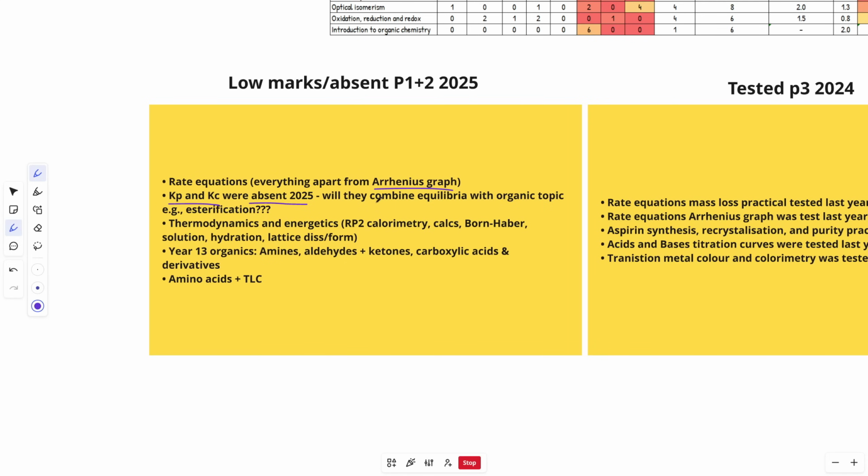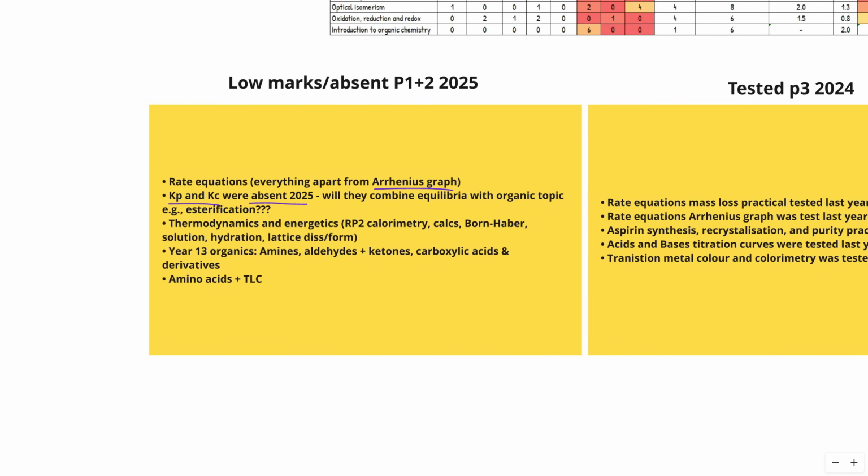The only other thing I can think of is they may go kind of random and try and combine equilibria with an organic topic. So for example, there's equilibria application to esterification, because you can have the esterification reaction going forwards to form the ester and the water, or you can go backwards and hydrolyze it in the acidic conditions. So they may do something to do with that. Or they could do maybe Kc in industry, some sort of weird application question.